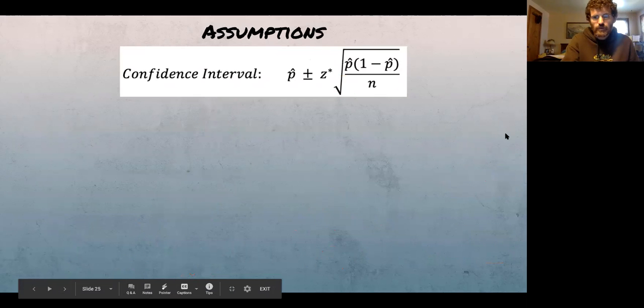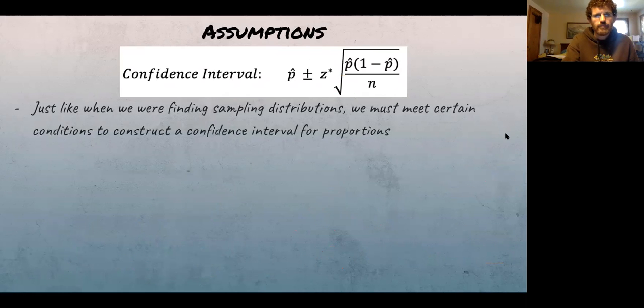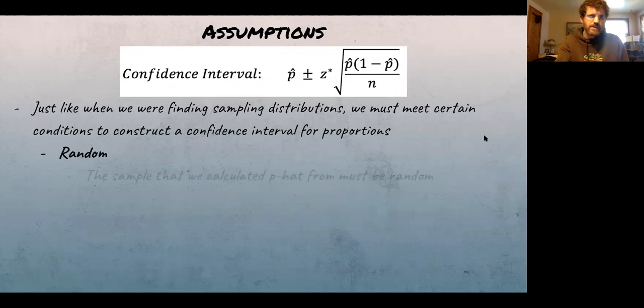So we're going to wrap this up. We do need to meet certain criteria, and I'll tell you that we met these conditions already with everything we've done so far, but these should look familiar to you. We have 3 conditions that need to be met. First of all, the sample that you're collecting, that you're getting your p-hat from, must be a random sample. If it's not, then a confidence interval can't do anything to fix that.